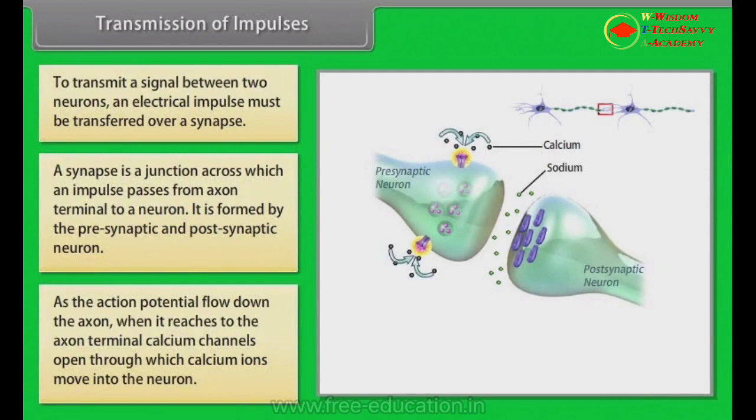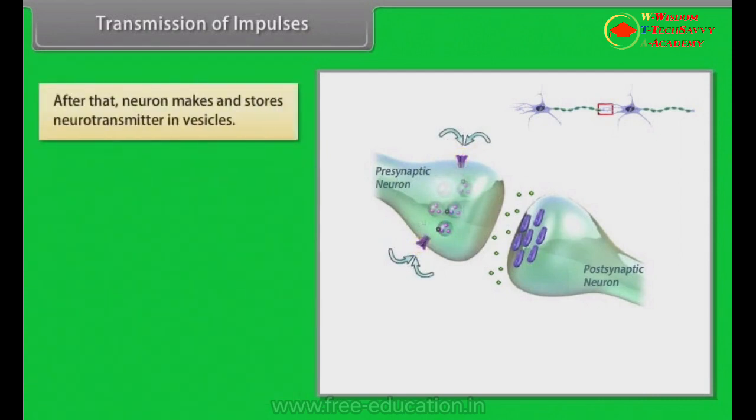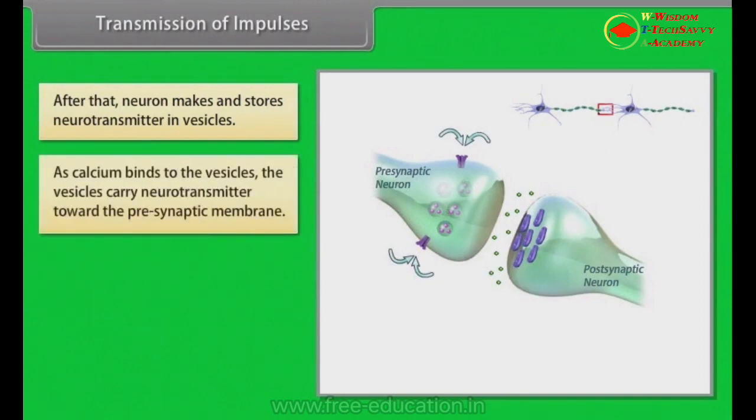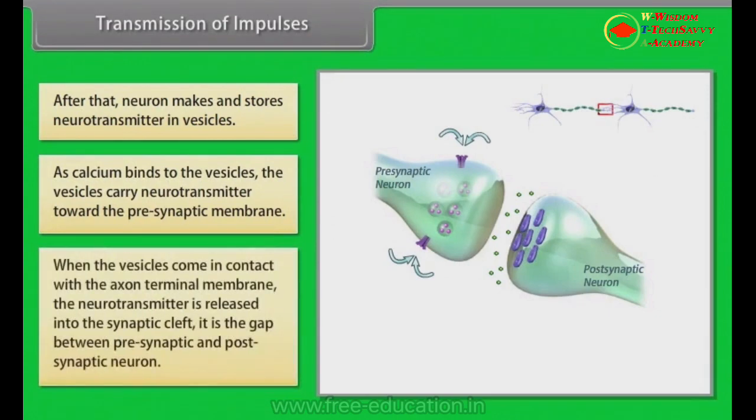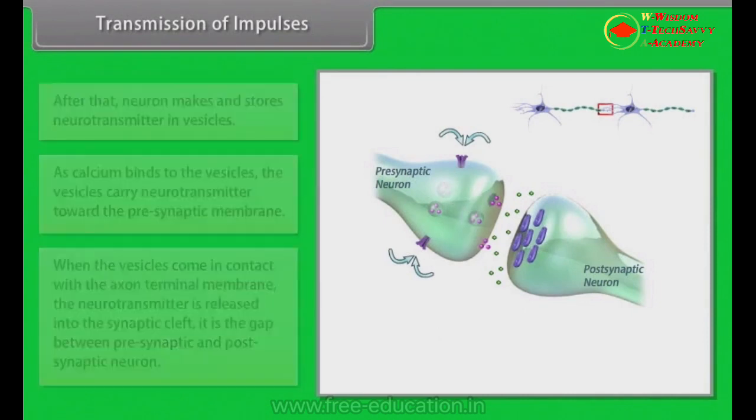Calcium ions move into the neuron. After that, the neuron makes and stores neurotransmitters in vesicles. As calcium binds to the vesicles, they carry neurotransmitter towards the presynaptic membrane. When the vesicles come in contact with the axon terminal membrane, the neurotransmitter is released into the synaptic cleft. It is the gap between the presynaptic and postsynaptic neuron.